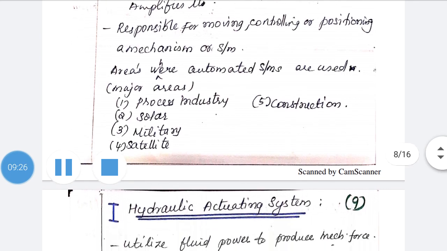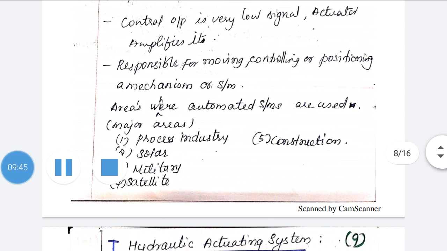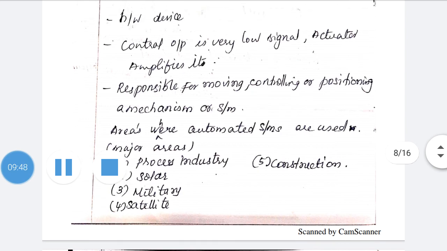The areas where automated systems are used. The major areas are the process industry, solar systems, solar panel systems. We use this for tracking, MPPT, etc. And military services, satellite construction systems, etc. Next is the hydraulic actuating system. It will be discussed in another video.